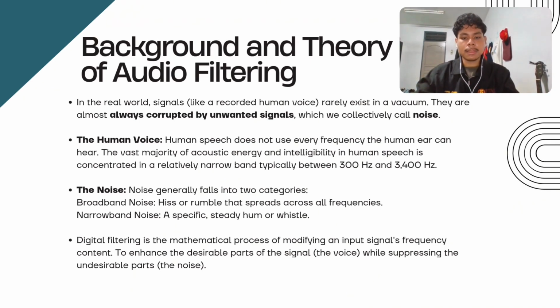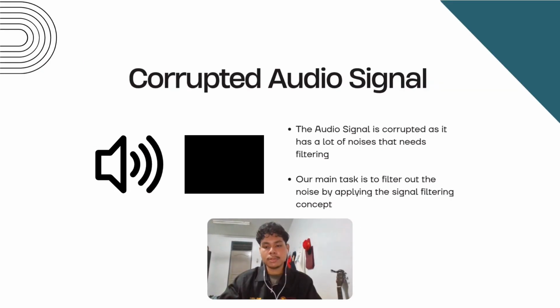Digital filtering is the mathematical process of modifying an input signal's frequency content to enhance the desirable parts of the signal, usually the voice, while suppressing the undesirable parts, which is the noise. If we take a look at the corrupted audio signal given, we can clearly detect which one is the voice and which one is the noise. The voice is obviously the speech, and the noise is the humming and beeping in the background. So our objective is to filter out the noise by applying signal filtering concepts.